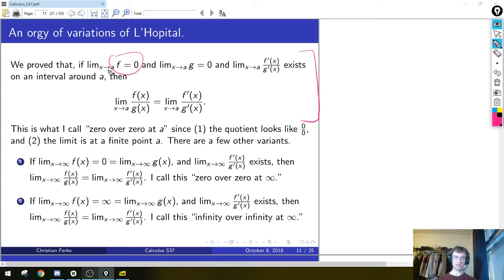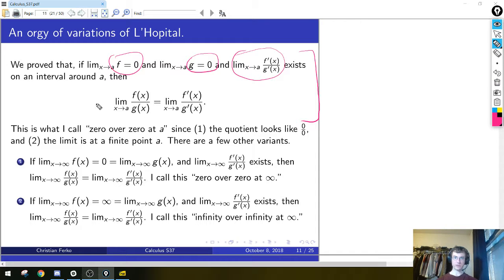some point a, some finite point a, and g goes to 0 at that point, and the limit of the quotient of their derivatives at a exists, it has to be on some interval surrounding a but not necessarily including a, as we saw, then we get this nice L'Hopital relation where the limit of the quotient is the limit of the quotient of the derivatives.